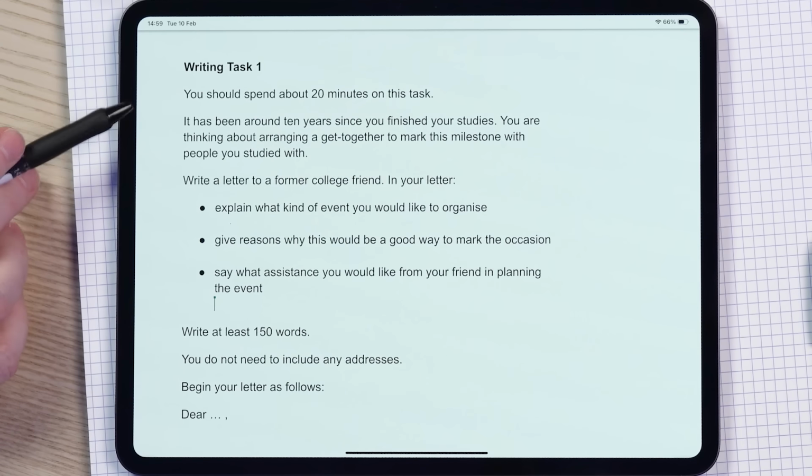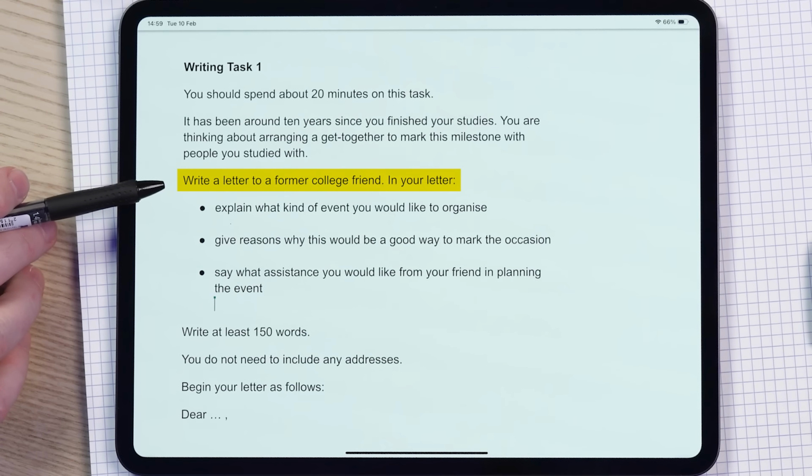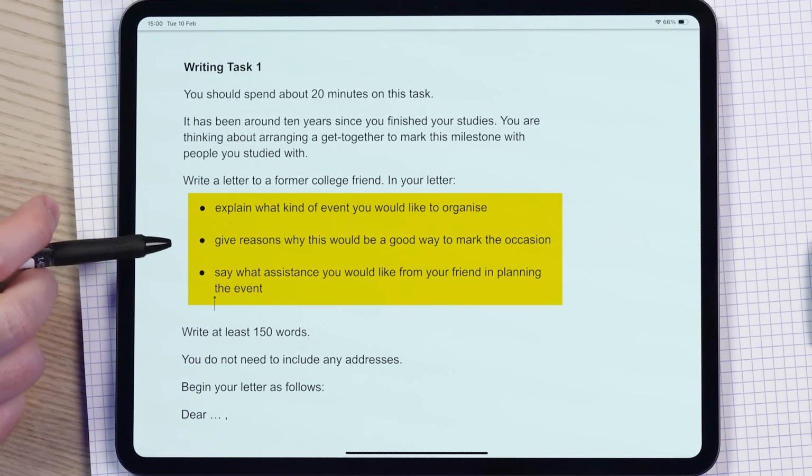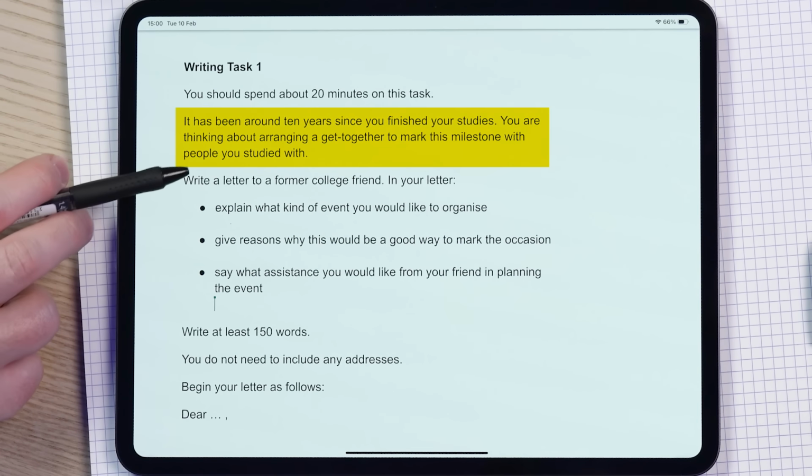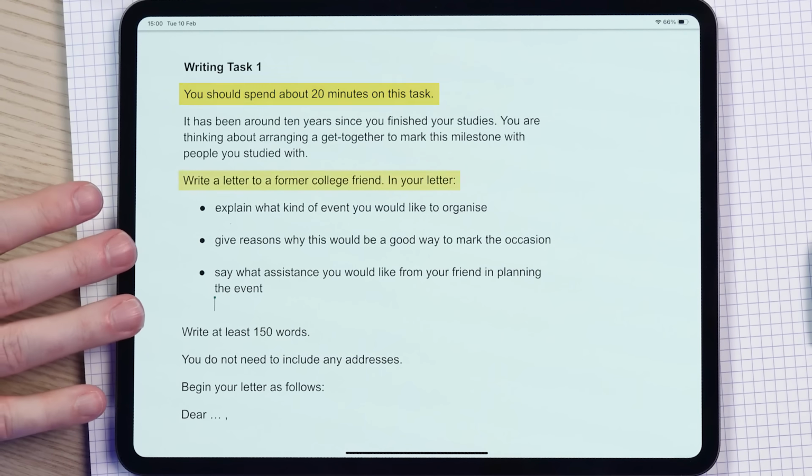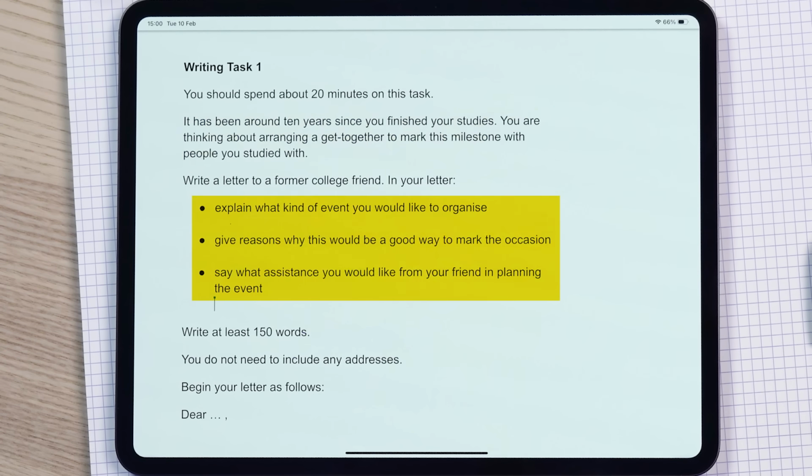It will always ask you to write a letter. It never changes. It will say, write a letter to, and it will tell you the type of person or who to write it to. And then there will always be 3 bullet points, and it will give you a scenario here. So it never changes. And being aware of this format will help us later on when I show you how to structure everything, because we're going to use the format to structure our entire letter.